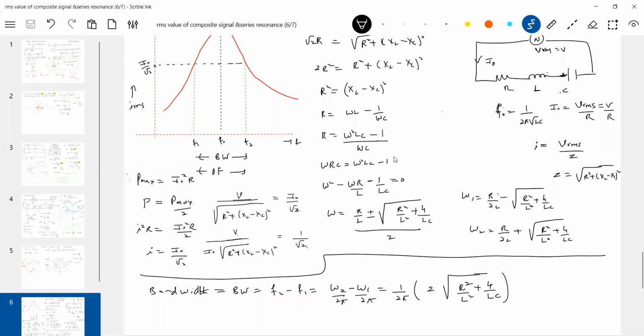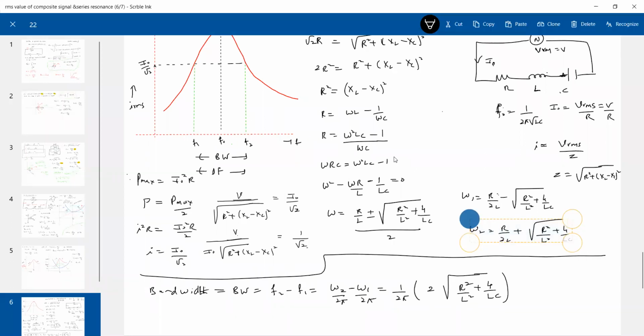The 2 has to be sent inside. The denominator 2 has to be adjusted, no? Just 1 minute, I'll adjust the 2 also. So this will become 4, and this will be only 1 by LC. Why it should be? Because this 2 should also be adjusted for the under root. This will become 4. Yeah, fine.